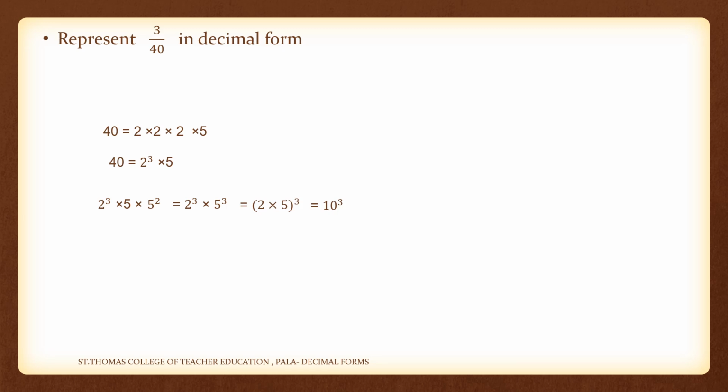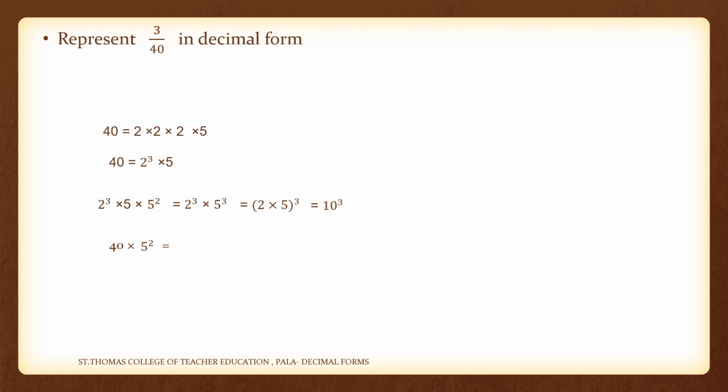There is no need of more explanation as you got an idea from the previous problem. So we converted 2 raised to 3 into 5 into 10 cube or 10 raised to 3 by multiplying with 5 square, isn't it? Now tell me, in order to convert the denominator 40 into a power of 10 or to 10 raised to 3, by which number we should multiply? Tell me. Yes, it's 5 square.